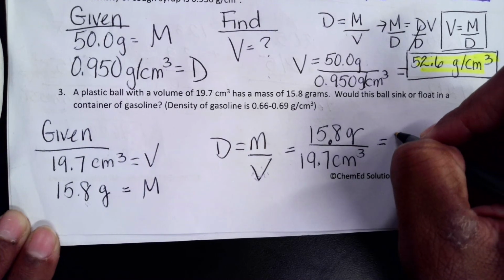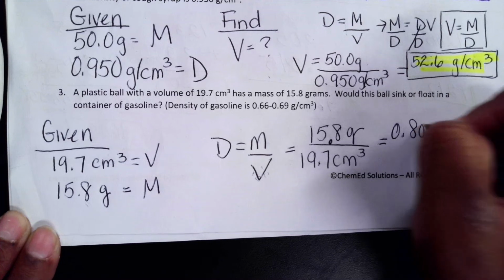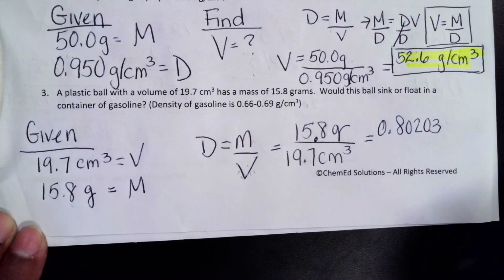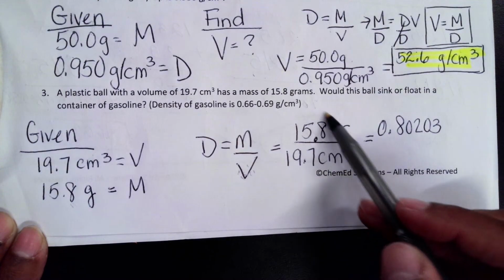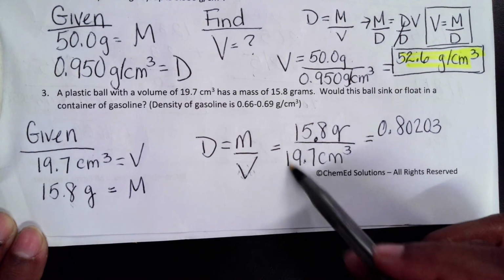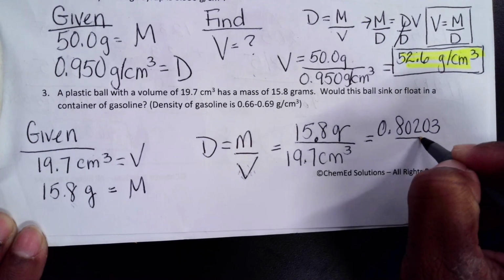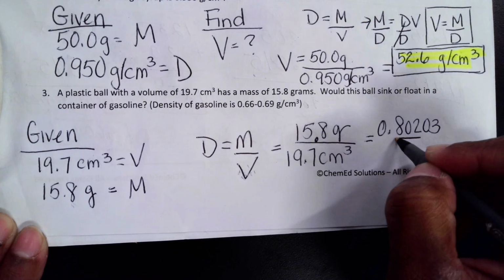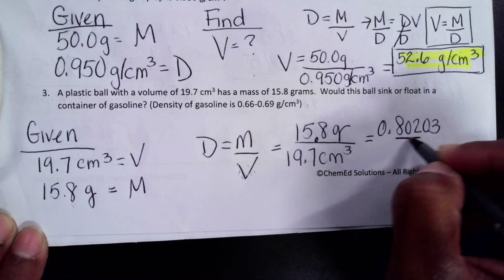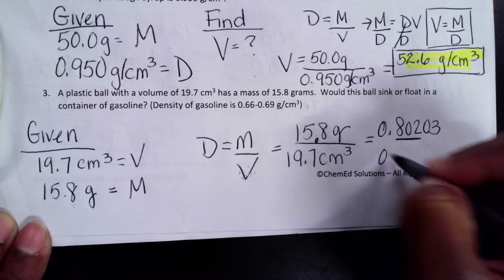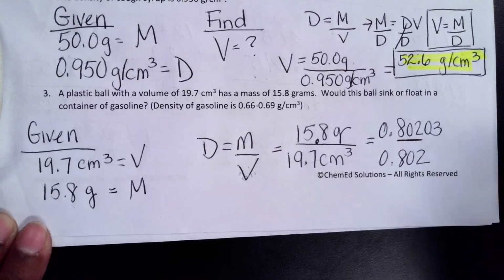So my calculator, I got this. But how many sig figs should our answer have? If you look at the two numbers here, 3. Yep, they both are 3. So these 3 would count. So I'm going to underline it. So we have 0.802.